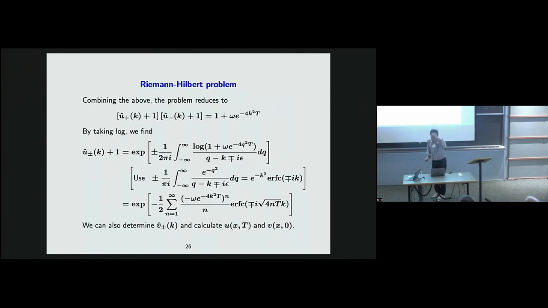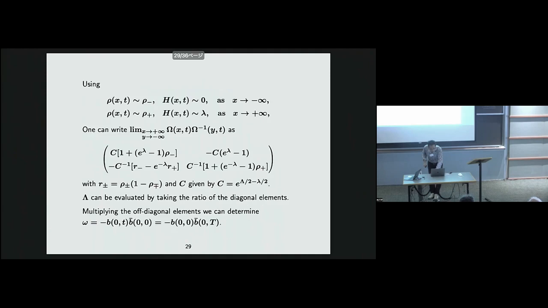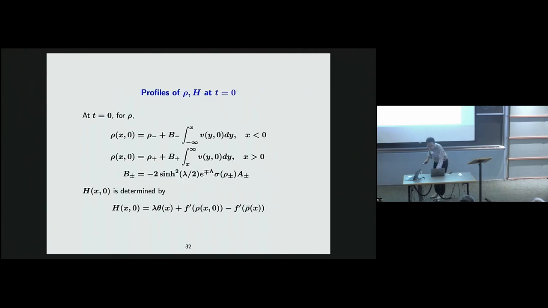In the end, the problem is reduced to a scalar Riemann-Hilbert problem, which can be rather easily solved using the Cauchy transform. Then we can also determine these constants, omega, lambda, capital K. So then we can go to the final results for the density profile and the cumulant generating function, or large deviation function. For the density profiles, rho, we could find this kind of explicit formula. Similarly, for the initial time, we could also write down a formula.